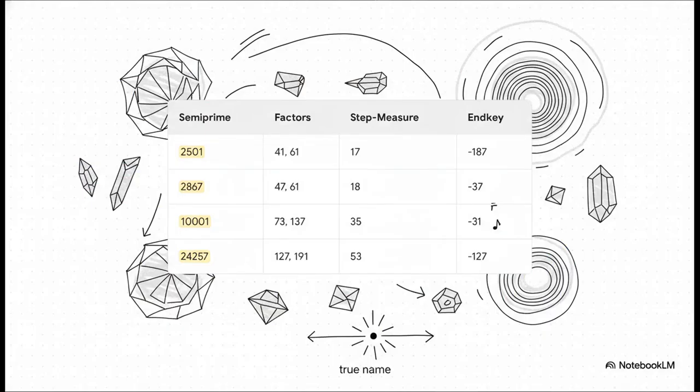Take a look at this table. We're looking at some big semi-primes here. Let's just pick one, say 2501. The system analyzes its factors, calculates something called a step measure, and then it finds the N key. For 2501, that's minus 187. This N key is considered the number's ultimate resonant frequency. It's like discovering the number's true name.